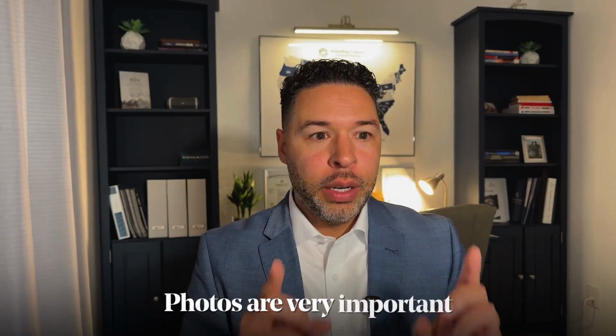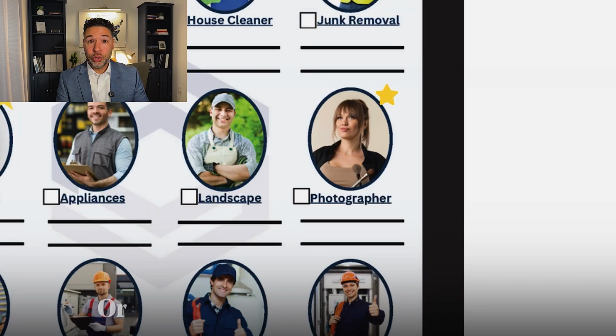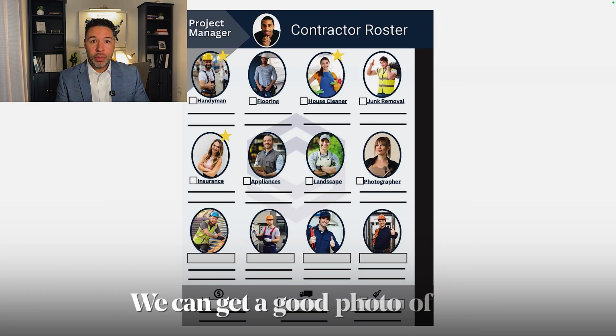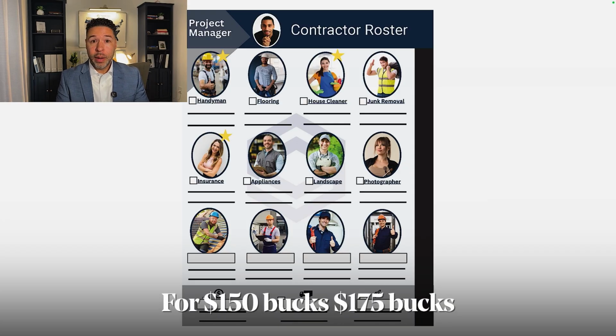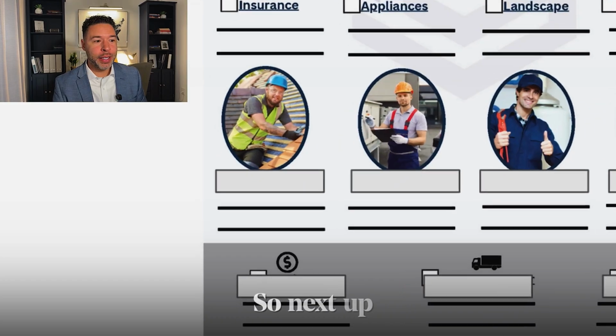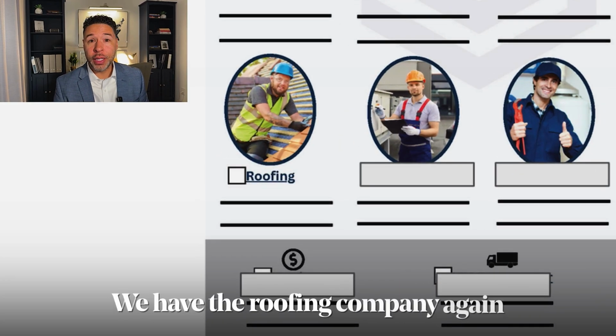Photos are very important. I recommend getting at least one or two great professional photographers, and usually it doesn't cost that much. I think in our market, we can get a good photo done for $150, $175, well worth the investment for marketing purposes. All right, so next up, we have the roofing company.